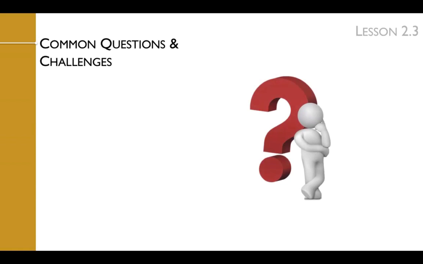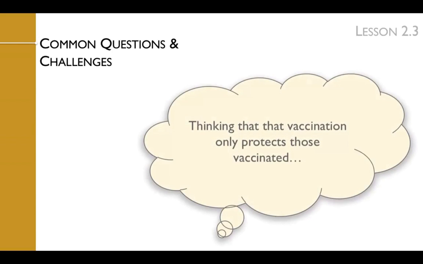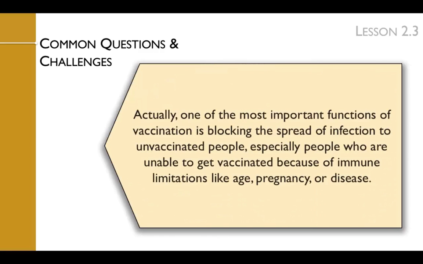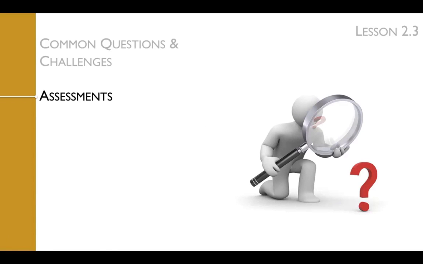One of the most common misconceptions students have is thinking that vaccination only protects those vaccinated. Actually, one of the most important functions of vaccination is blocking the spread of infection to unvaccinated people, especially people who are unable to get vaccinated because of immune limitations like age, pregnancy, or disease. At the end of the lesson, collect the activity tables to assess students' ability to explain the effects of vaccination on the spread of disease.